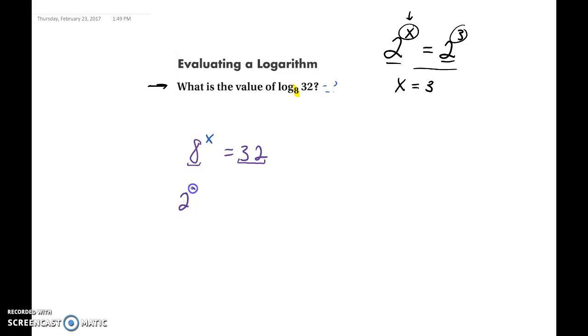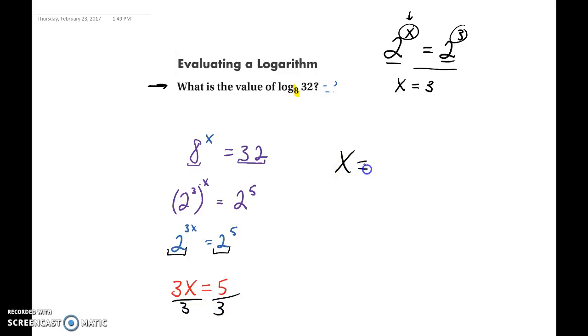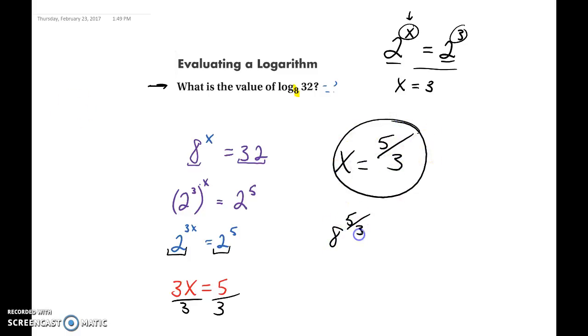So 8 can be rewritten as 2 cubed. So all I did there is took 8 and rewrote it as 2 cubed. And 32 can be rewritten as 2 to the 5th power. And then our rule for power to a power is we multiply. So then I know 2 to the 3x power is equal to 2 to the 5th power. And since they have the same base and they're equal, that means that their powers must be equal to each other. So 3x is equal to 5. We can divide each side by 3. And that means x is equal to 5 over 3. So if you plug this into your calculator, 8 to the 5/3 power, you will see that it is equal to 32. All right, now this is something that we will do in more detail later on.